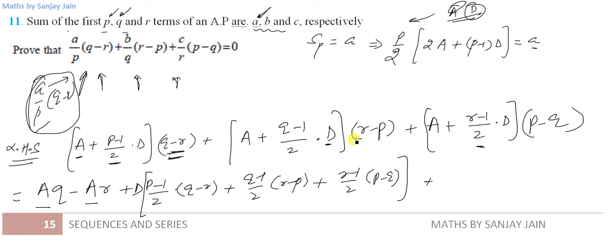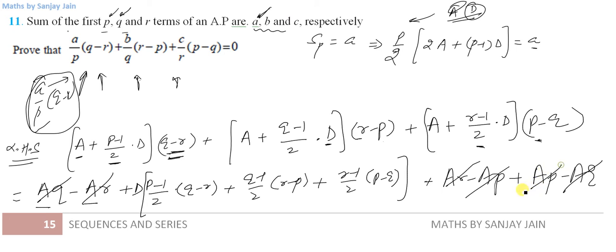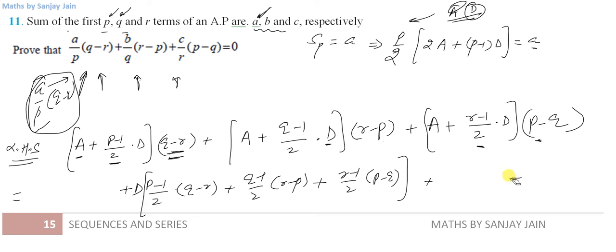plus this will be AR minus AP, and this will be AQ minus AP minus AQ. So these can be cancelled like this: AQ with AQ, AR with AR, AP with this AP. Now I will get rid of these and make some space for the calculations of the rest of the part. This calculation you should do yourself, okay? Why? Because this will come out to be 0.